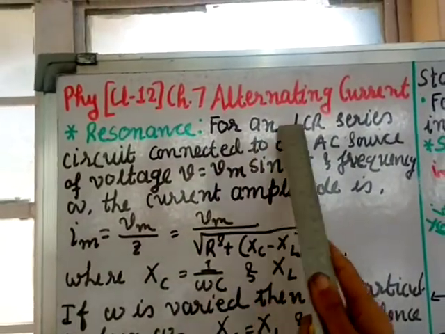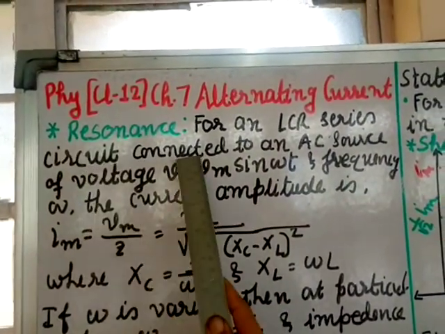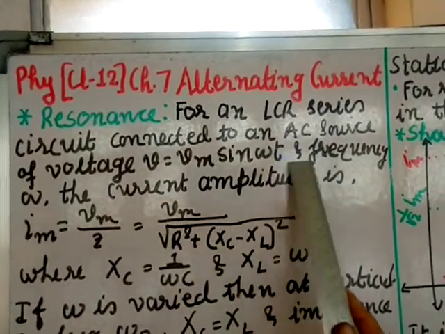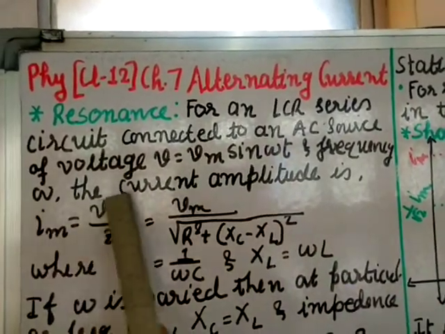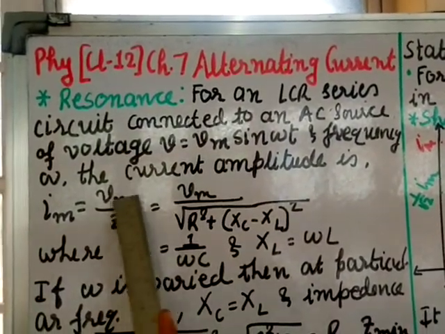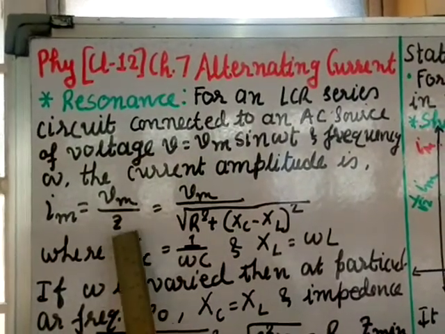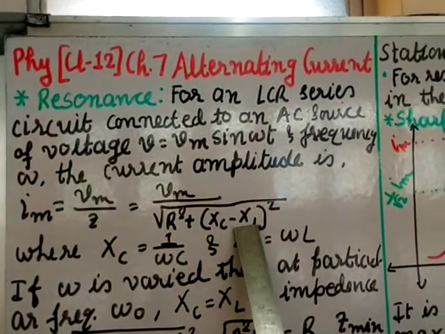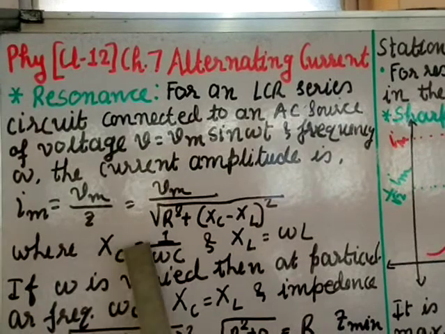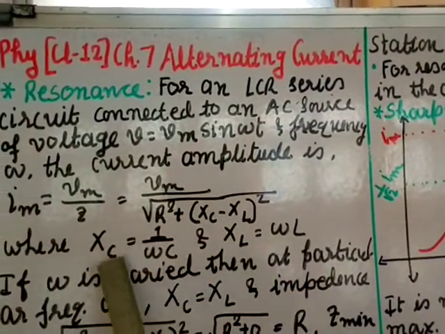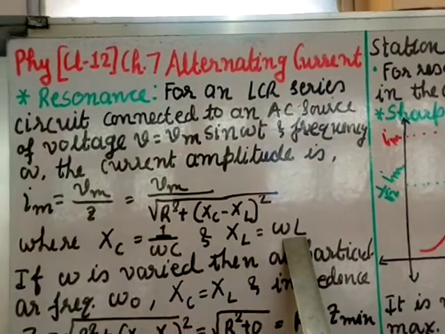Resonance. For an LCR series circuit connected to an AC source of voltage V = Vm sin ωt and frequency ω, the current amplitude is Im = Vm/Z, where Z is the impedance, given by the square root of R² + (Xc − XL)². Here Xc = 1/ωC and XL = ωL, where C is the capacitance and L is the inductance.